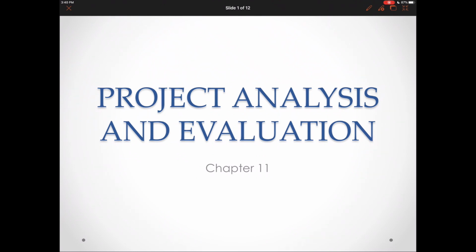Today we will be running through a very condensed version of chapter 11, which is about project analysis and evaluation. So in this chapter we really expand upon what we covered in chapter 10 when we started to identify the cash flows associated with the project, and we take it one step further and really identify how do we evaluate and analyze these different projects and decide whether or not to actually move forward or reject a particular proposal.